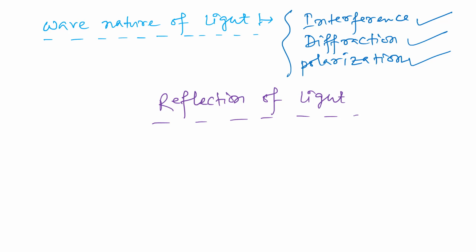Reflection of light means what? Whenever the light falls on a very smooth surface. We consider one of the smoothest surfaces to be a mirror, right? Everyone has a mirror at home, right? Yes, sir. And this reflection.